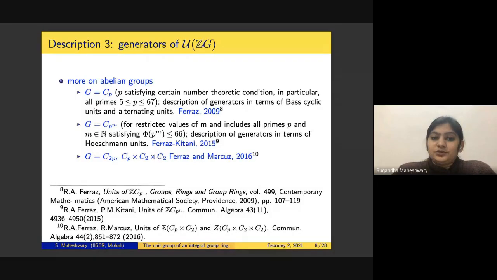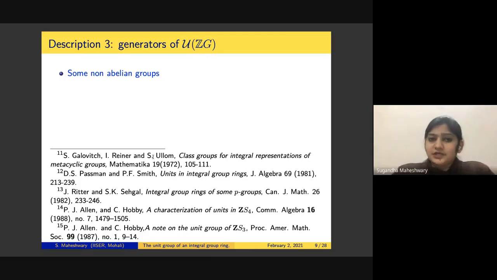So the point here is that even for cyclic groups of prime power, prime order, we do not have a complete answer. We do not have one recipe to write down the generators of UZG, right? This is a very basic fundamental question which has been worked upon, but still there is a lot which can be done, even for cyclic groups.